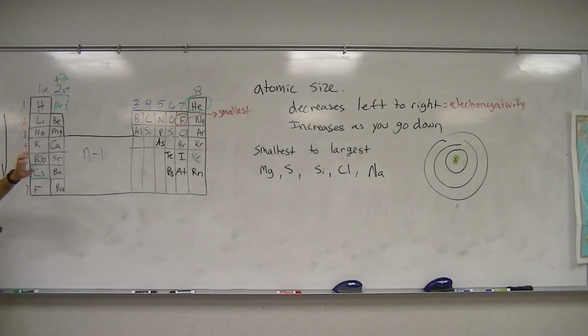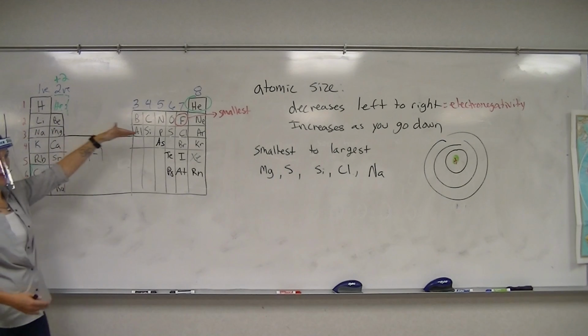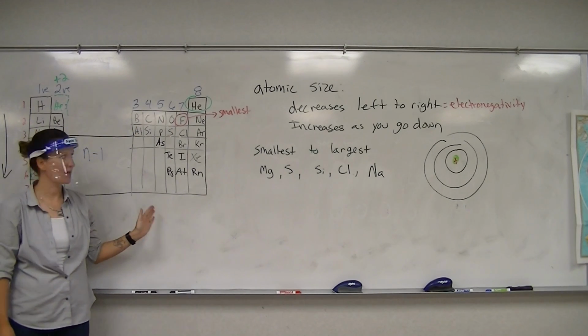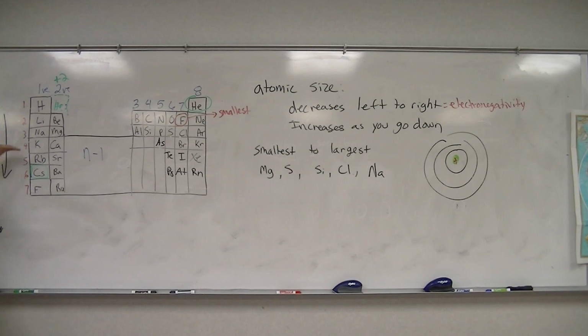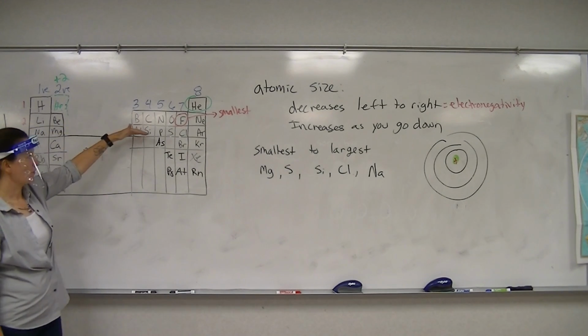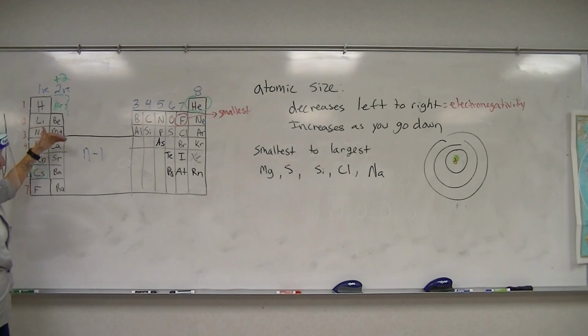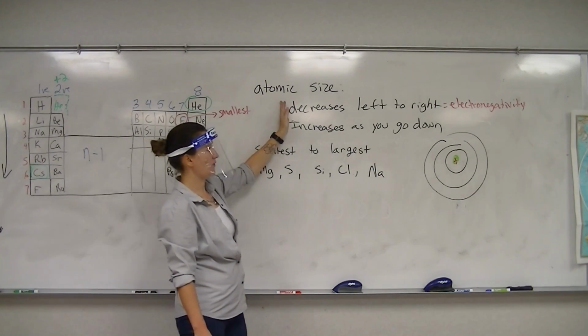Well, first look at them, because usually when you get a problem like this, they're going to either be in the same row or they're going to be in the same column. So that'll make your life easier. In this case, they are all in the same row. They're all in the same period. They're all in period 3. So the only rule we need to apply is the left to right rule.